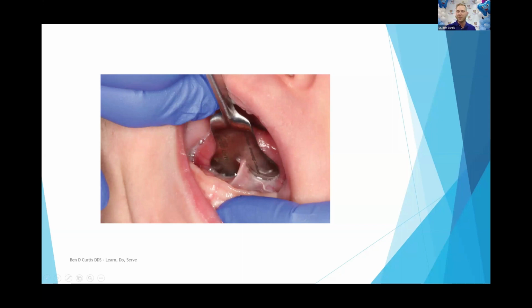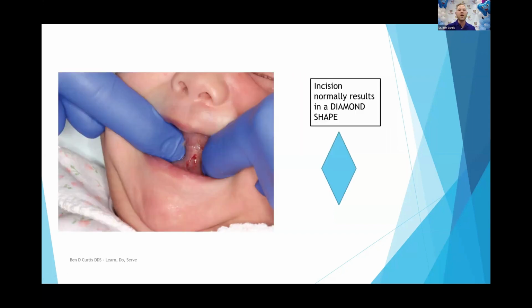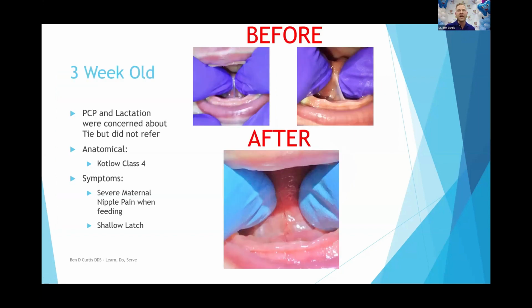You need to make the release where the fascia is, which is superior to the floor of the mouth and inferior to the base of the tongue. When you make your incision, you normally end up with this classic diamond shape and maybe a little bit of bleeding. What you will not end up with is charring, okay? It is okay to have a little bit of bleeding. We do not want to have charring, okay?